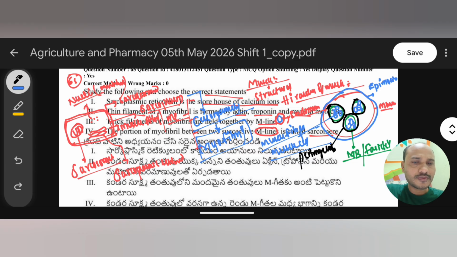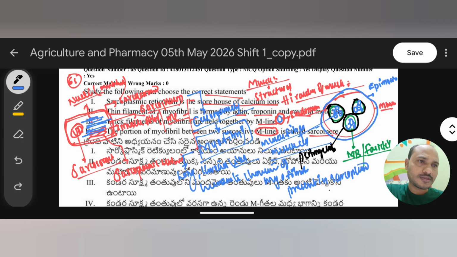Generally these myofibrils are present inside the sarcoplasm of the muscle fiber like this. They are long and thread-like structures. There are hundreds to thousands of myofibrils present parallel to each other in the sarcoplasm of the muscle fiber.